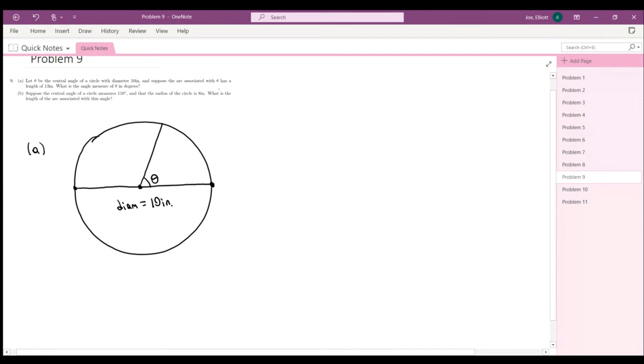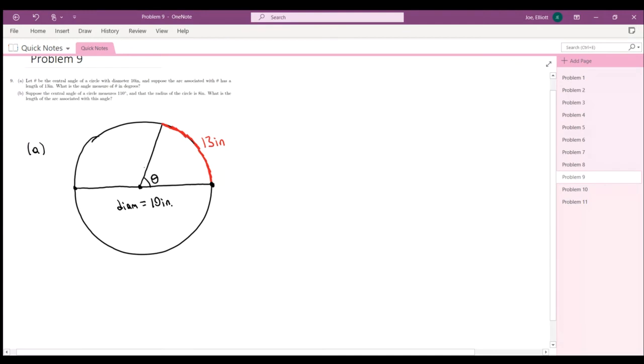Then it says, suppose the arc associated with theta has a length of 13 inches. When they talk about the arc associated with an angle theta, they are referring to the arc that the angle makes along the circle, so this arc here. That arc is supposed to be 13 inches long. My picture is not drawn to scale, so I'll draw a better picture once we work out the problem. 13 inches should be longer than a diameter, so it should go a bit more along somewhere here. But I'll redraw the picture once we figure out what theta should be. For now, it's okay that the picture is inaccurate.